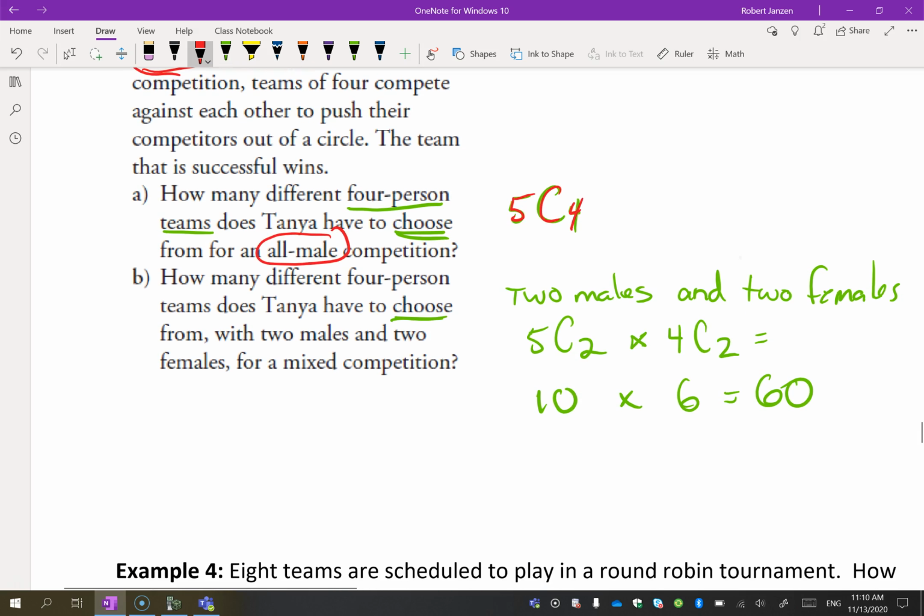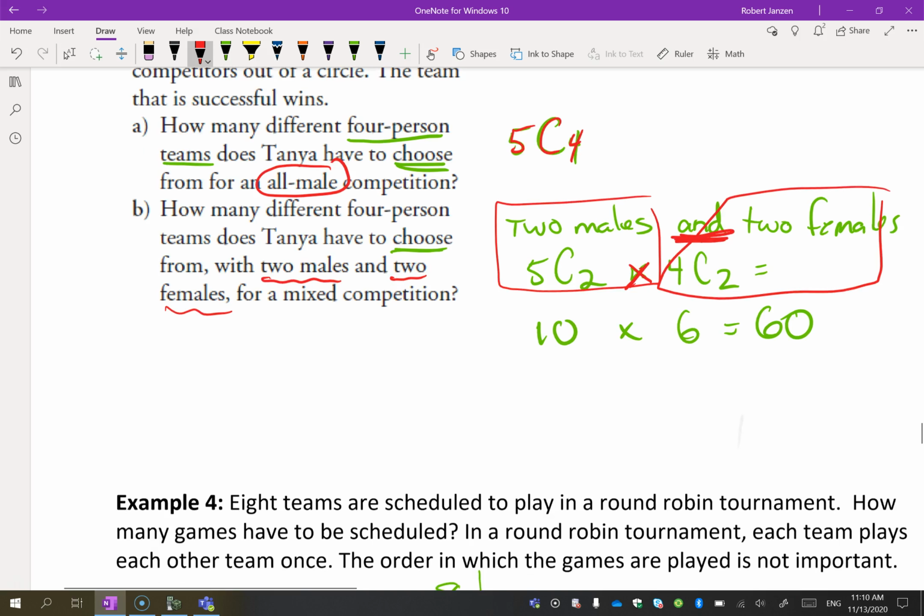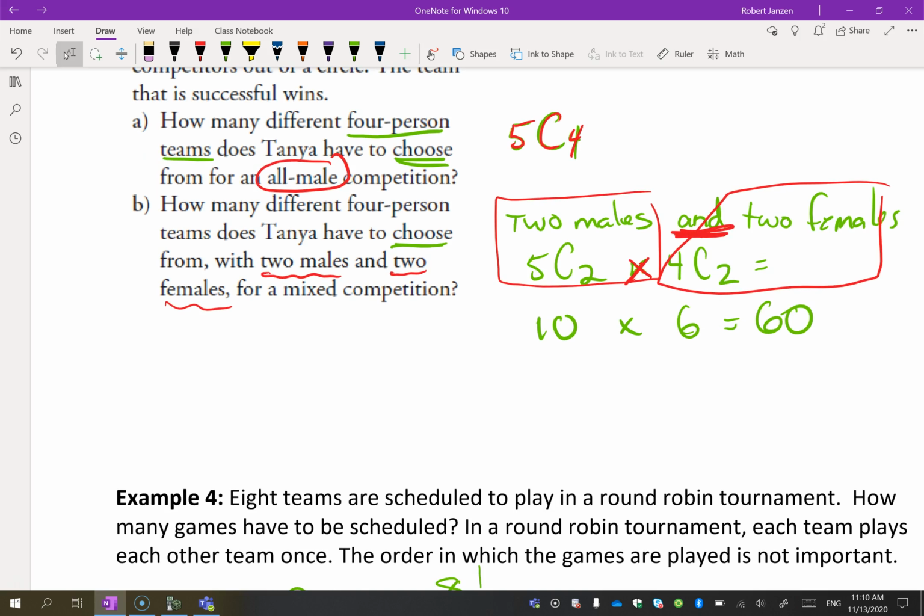In B, it says how many different 4-person teams does Tanya have to choose from, with 2 males and 2 females. So these are the conditions: 2 males, 2 females. First, how do you choose 2 males? It's 5 choose 2. And how do you choose 2 females? It's 4 choose 2. Because we need both things to happen in this group, we multiply. And means multiply. So 5 choose 2 is choosing the 2 males, and 4 choose 2 is choosing the 2 females. Put them together, you get 10 times 6, 60.